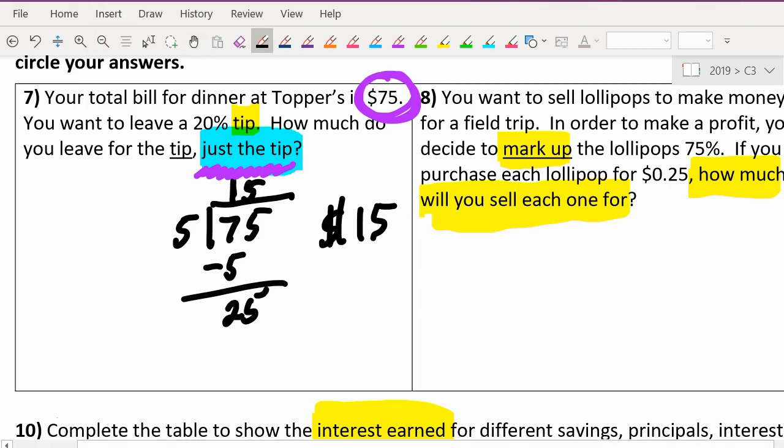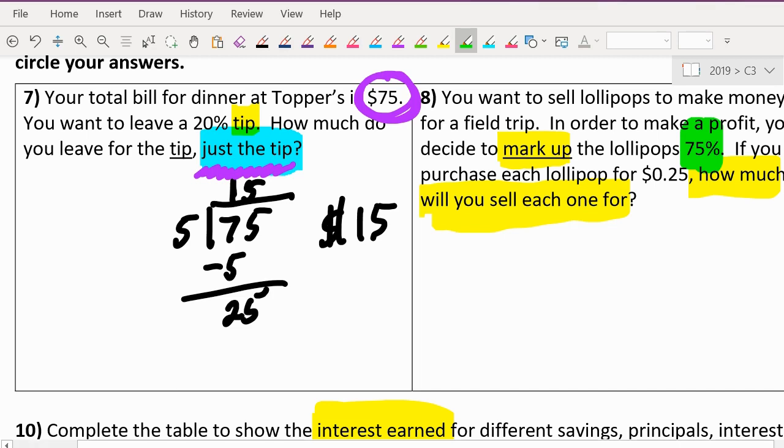Number 8. Now, number 8 is 75%, so we might have a shortcut for that. What's 75%? As a fraction, right? It's 3/4. So we might be able to use a fraction for this too, like our bill folding.